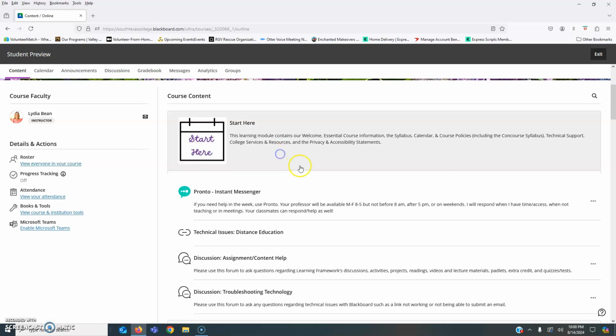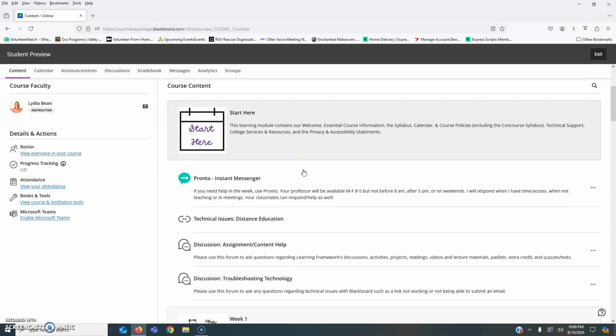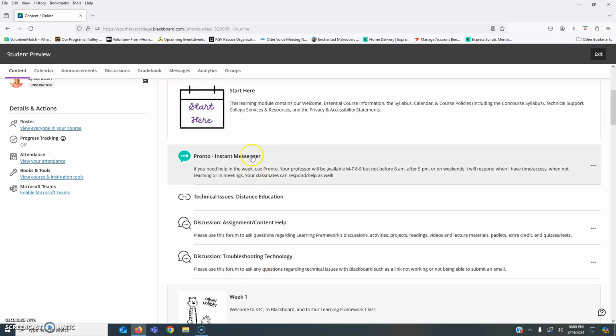So I'm going to go ahead and close that Start Here folder, and I want to show you what's available underneath the Start Here folder that might be of use to you. One of those items is Pronto, and Pronto is our instant messaging app. So you can instant message with me. You can see the hours that I'm available. It is not 24/7, so please be cognizant of that. You can also instant message with your classmates.